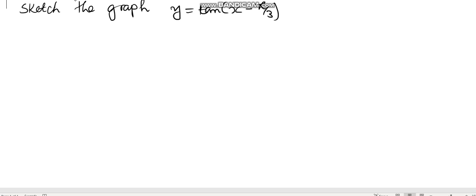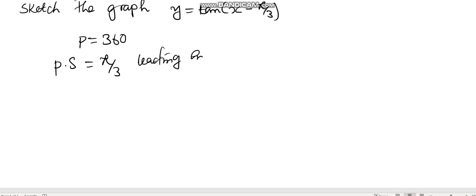Okay, so first things first, we need to set the period here. So our period there is just 360, and the first shift is pi over 3 here. So this pi over 3 that we have here will be a leading angle. Okay, so now the graph of a tangent function looks like this.